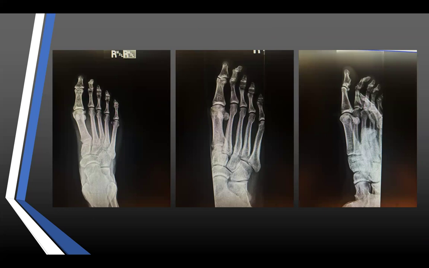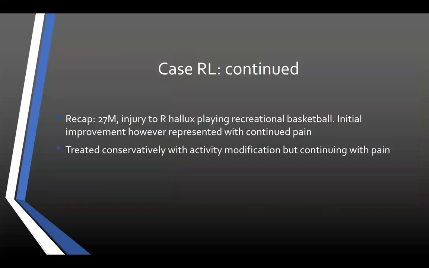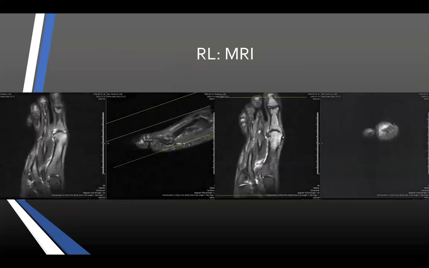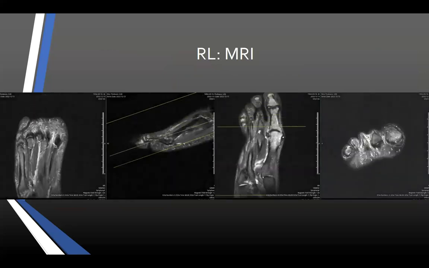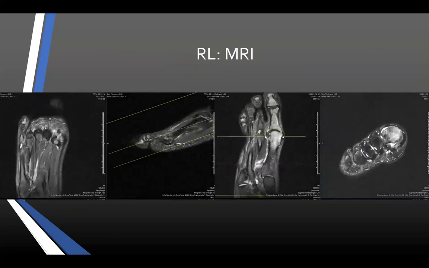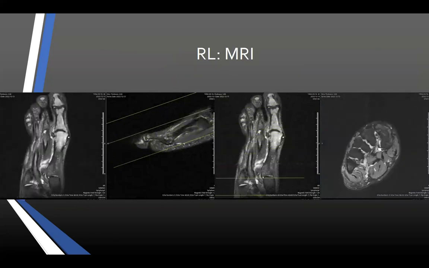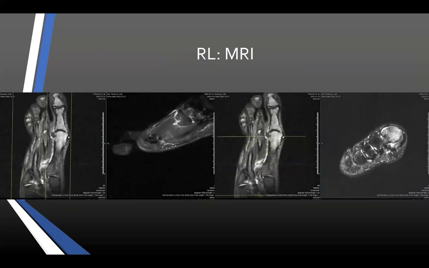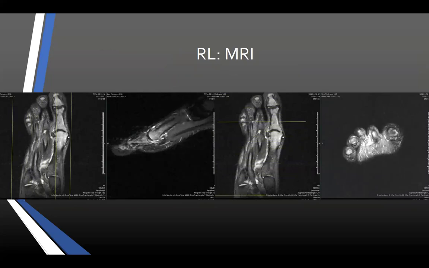So initial management of this patient was continued activity modification, but the patient did seek out an MRI just to see why he's having continued pain. So an MRI was obtained, which did show that there was a more significant injury than the radiographs were able to show us. The MRI did show some partial tearing of the plantar plate medially and laterally.